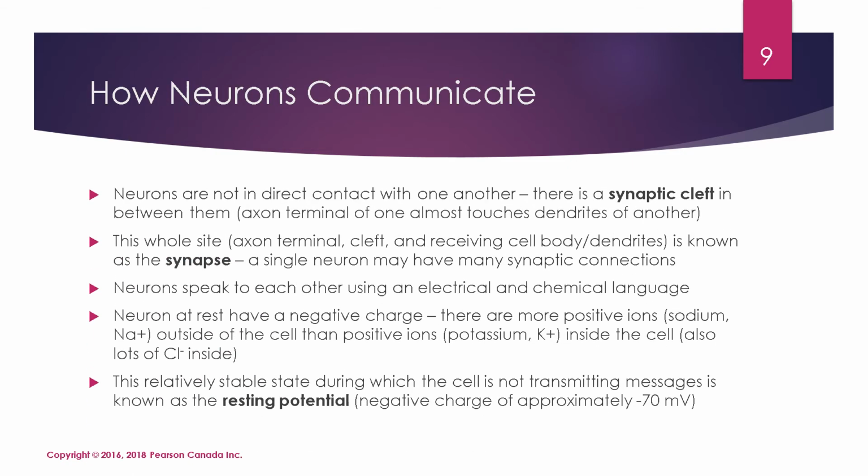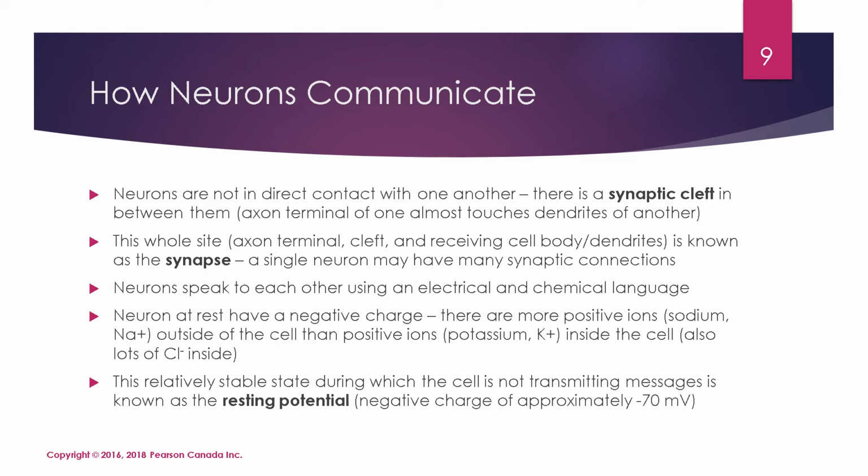So now we'll talk a bit about how neurons communicate, and this is probably as complicated as this chapter gets. I want you to kind of observe what's going on, keep in mind what's happening, try to kind of get the generalities, but I'm not going to be asking you to explain this process in detail because I recognize that it is very complicated. So neurons are not in direct contact with one another.